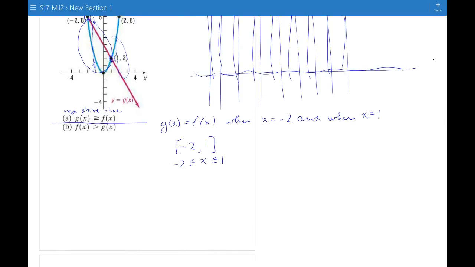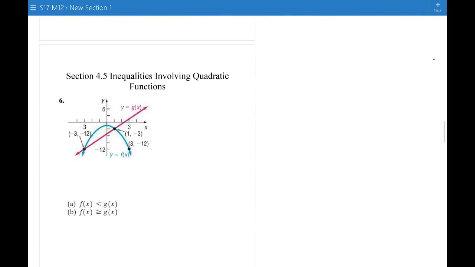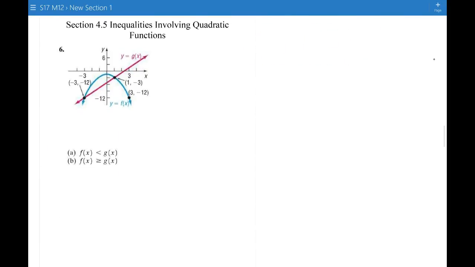And then again, this other part is saying, where is the blue above the red? Well, that has to be everywhere else, right? So from -infinity to -2, not including -2, and from 1 to infinity, that's the answer to the B part, because it has to be everywhere else. You're either above or below or equal. Those are your only choices. Okay, then we'll work on this one together in class.